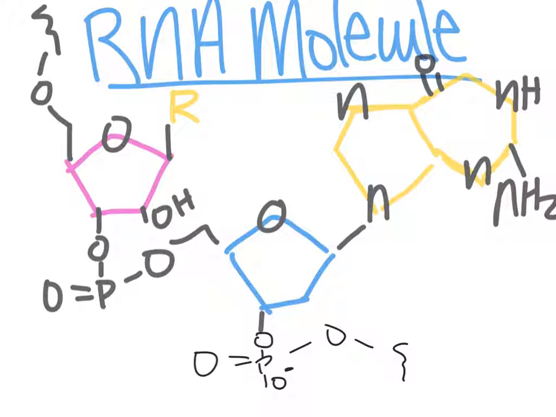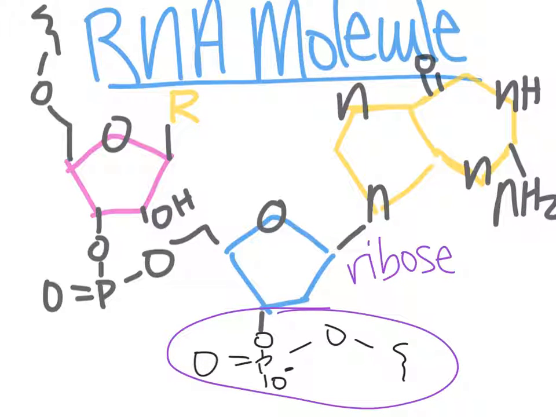This is an example of our RNA molecule. In each of these, so this part is a ribose. Right here is the phosphate, just like we had in the DNA molecule. And here we have our base.